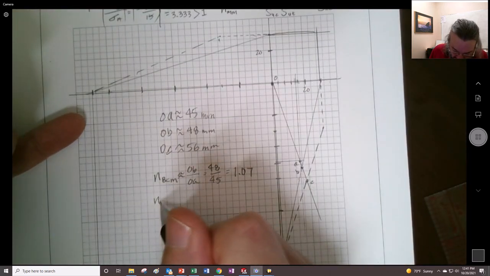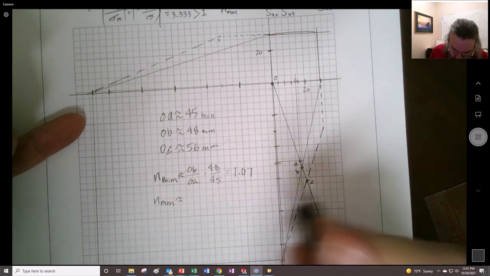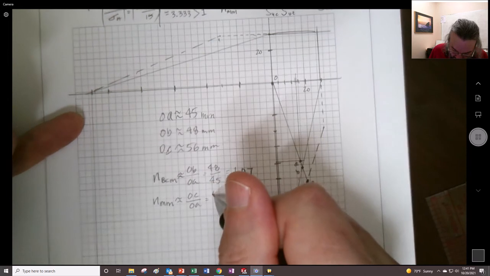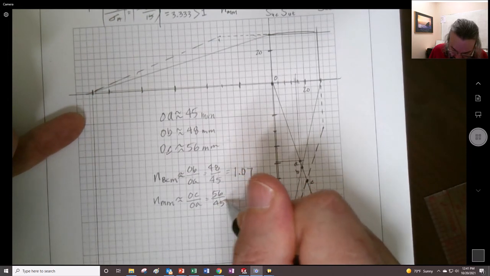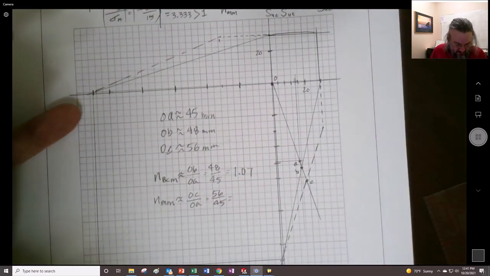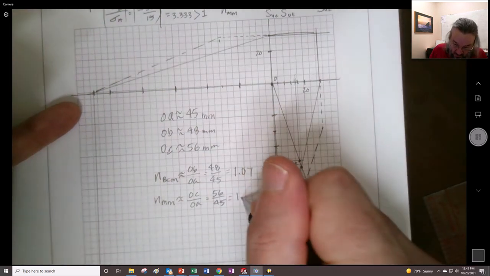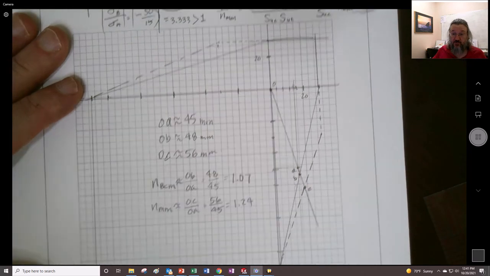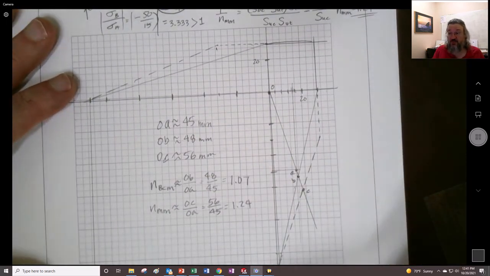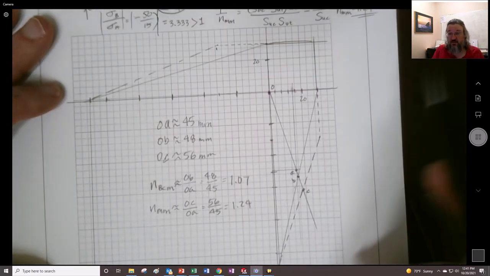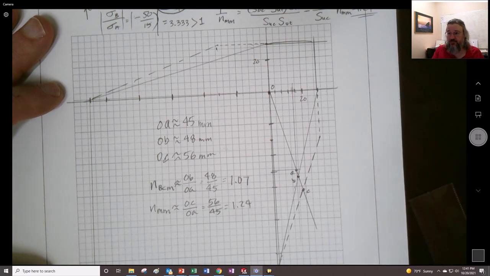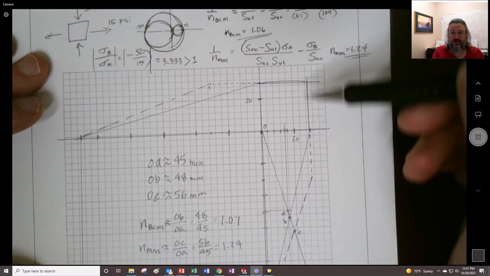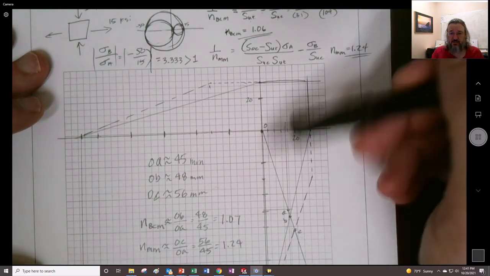And then for the modified Mohr, it should be OC over OA, or my 56 over 45, and 56 and 45, I get 1.244444. So even though I was being kind of sloppy with my pencil because I'm tired, I didn't eat lunch yet. It's 12:41. I need lunch. That's what I'm blaming it on. I got pretty close to this, just showing graphically.